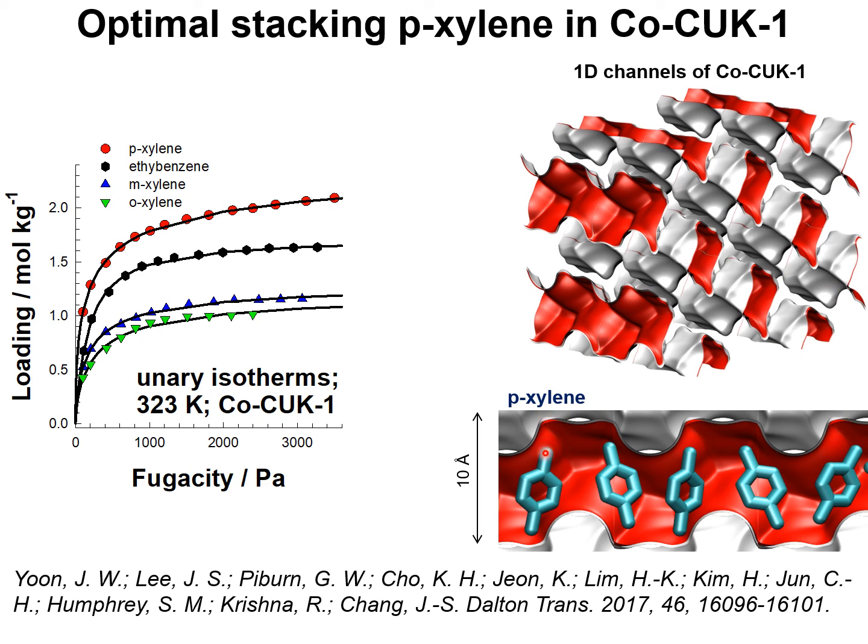Optimum stacking of para-xylene can be achieved in the one-dimensional zigzag channels of cobalt CuK1, as reported in this paper by Yoon and co-workers. These are the unary isotherm data that clearly show a higher saturation capacity for para-xylene than with other C8 hydrocarbons.